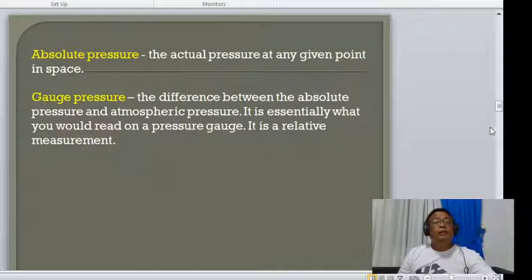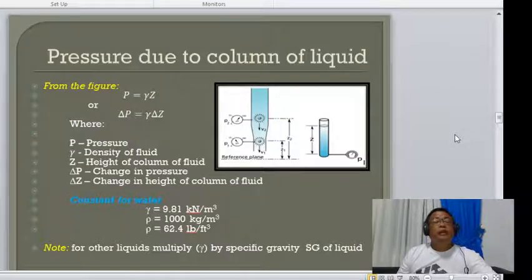Another term is the gauge pressure. Gauge pressure is the difference between the absolute pressure and atmospheric pressure. So it is essentially what you would read on a pressure gauge. It is a relative measurement, of course.